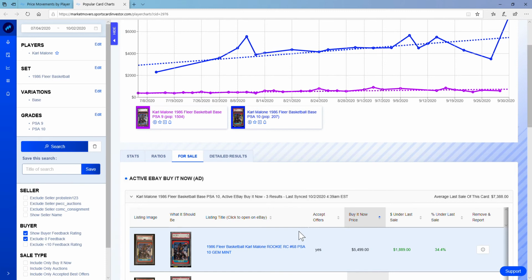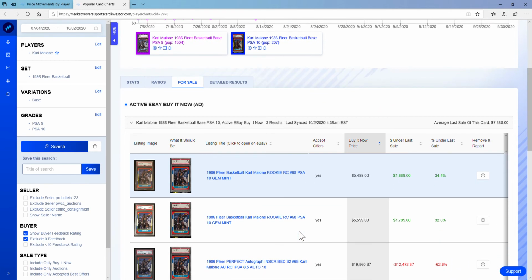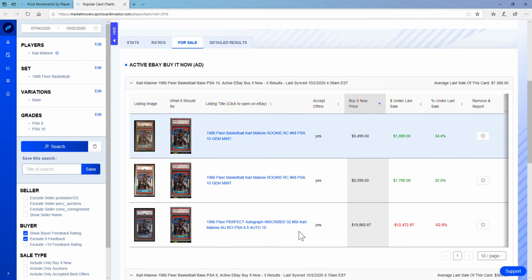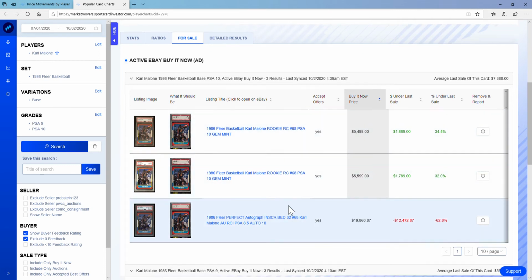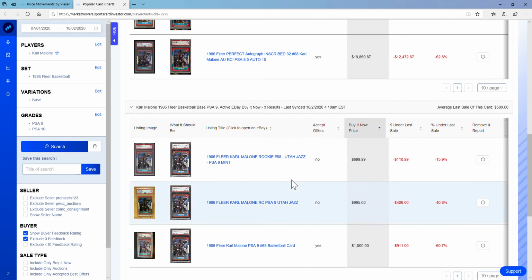All right, so then you're just going to look here and see what's for sale, and it's going to pull up everything that's for sale, and let's make sure that everything is legit here. So for sale here, you have a 10, and there's an 8.5 with an auto 10. Let's see if there's any 9s here. PSA 9, buy it now, $699. Does not accept offers, no offers. This guy accepts offers, but his buy it now price is $1,500.